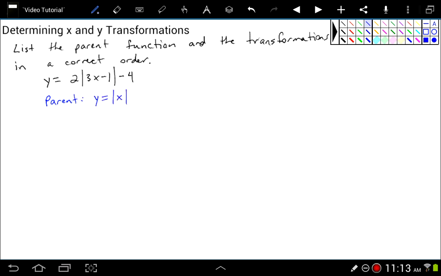Okay? And now we need to determine the y transformations and the x transformations in a correct order. It's very important to get these in a correct order because when we go to graph later on, if you don't have these in the right order, your graph most likely will end up wrong. Okay? So we'll discuss order here as well. So the y transformations, let's begin with those.